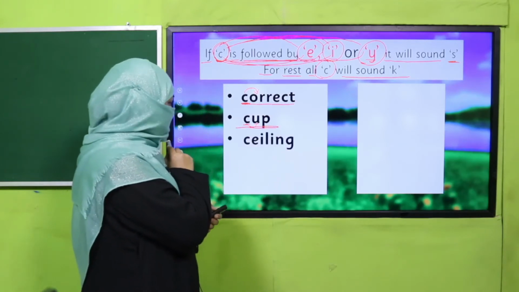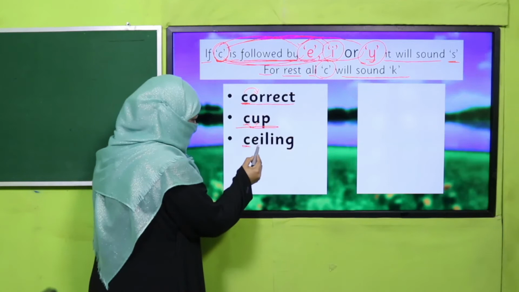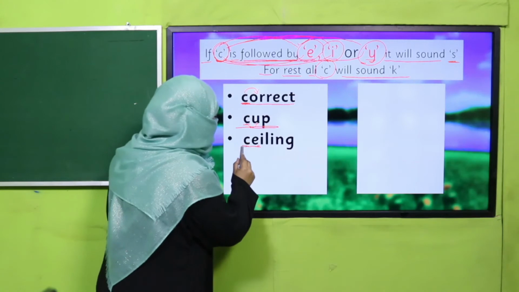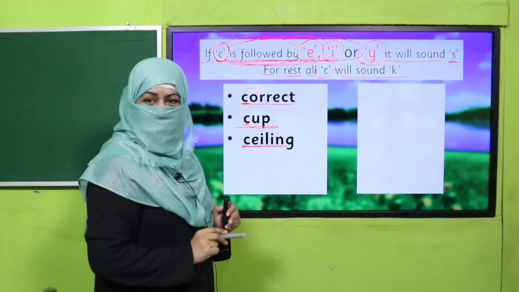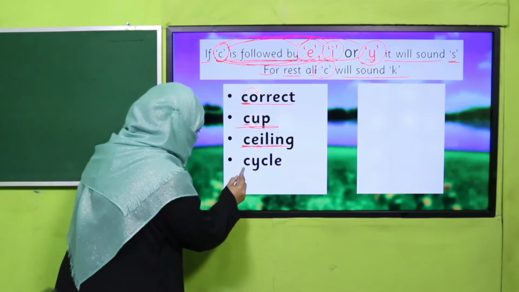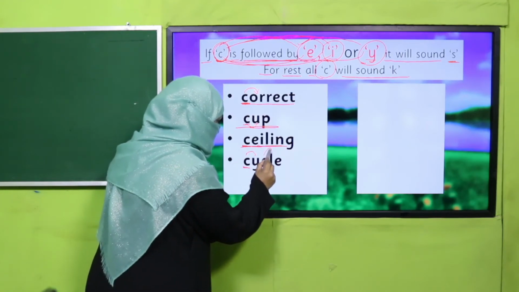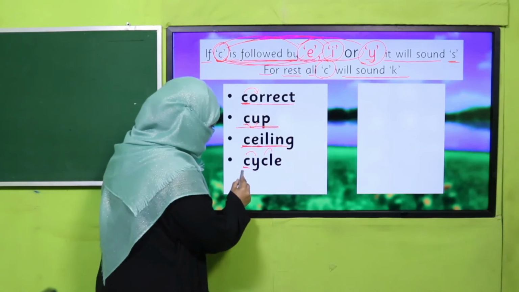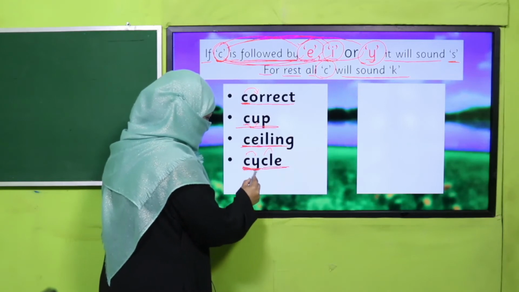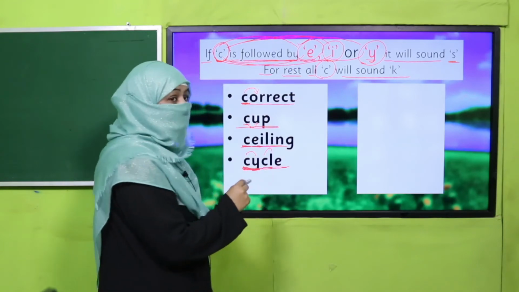All right. The next example is, yes, after C, now letter E is there. And when any of the letters E, I, Y is there, it's S sound. That's why we'll read it ceiling. All right. The next word is, now, yes, there are two C's. One C is followed by Y, so it will be soft, and the other C is followed by L, so it will be hard. It will be cycle. First C, because it's followed by Y, that's why it will be soft, S. And the second one is followed by L, it will be hard.